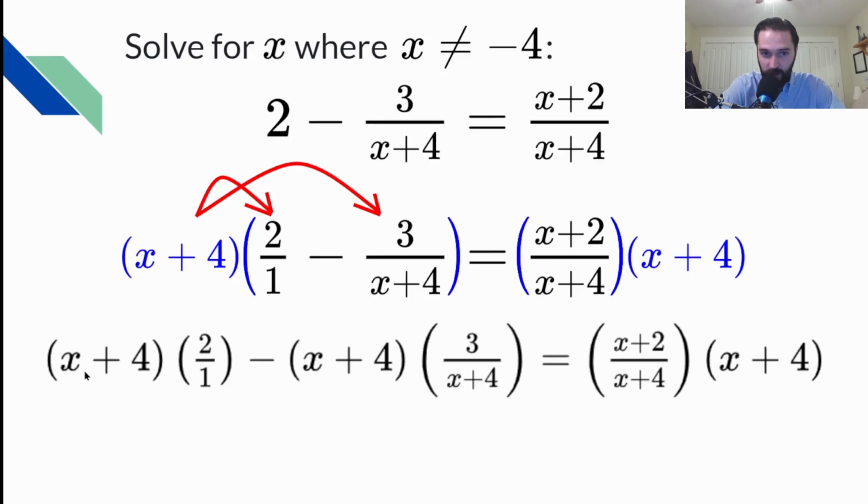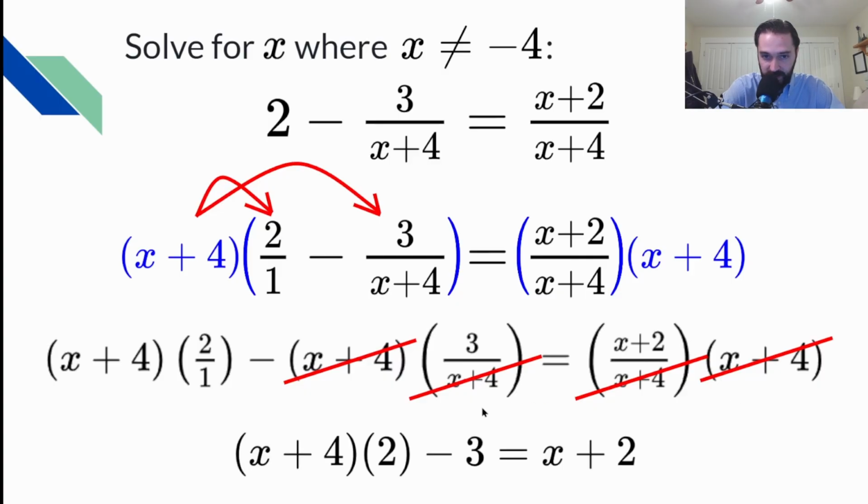So this is what it looks like when we distribute on the left-hand side: x plus 4 times 2 over 1, and then x plus 4 times a minus 3 over x plus 4. On the right-hand side, we still just have this fraction multiplication happening. The x plus 4s are going to cancel over here, and they cancel over here as well. That leaves us with the equation (x plus 4) times 2 minus 3 equals x plus 2. So we got rid of the fractions successfully.